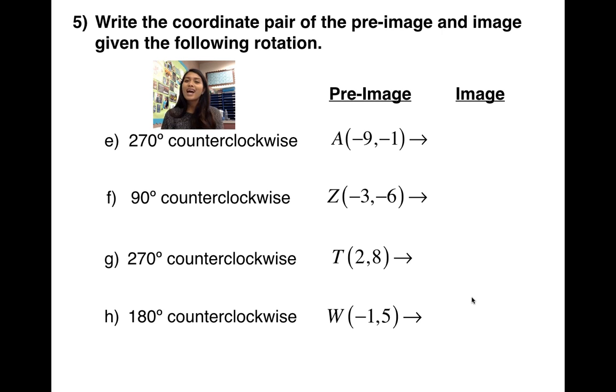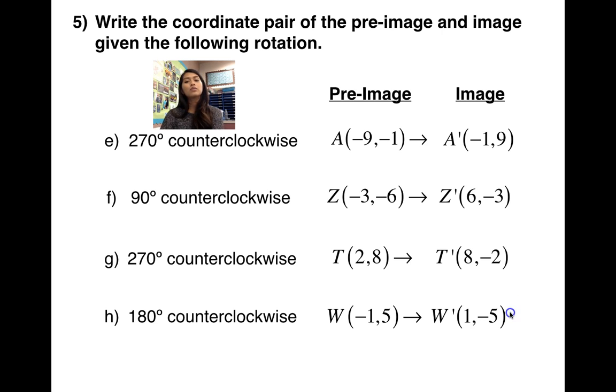Okay, so let's see how well we did. I'm just going to go ahead and quickly go over the answers. So here for E, we have A prime is (-1, 9). For F, we have Z prime is (6, -3). For G, we have T prime is (8, -2). For H, we have W prime is (1, -5).